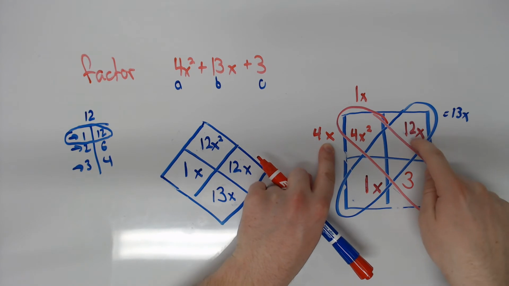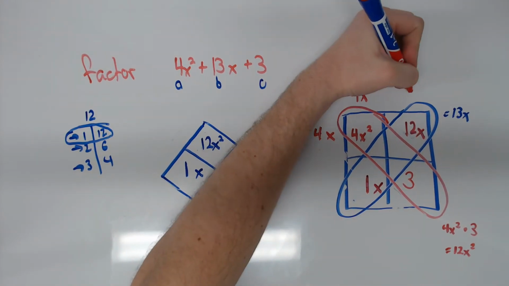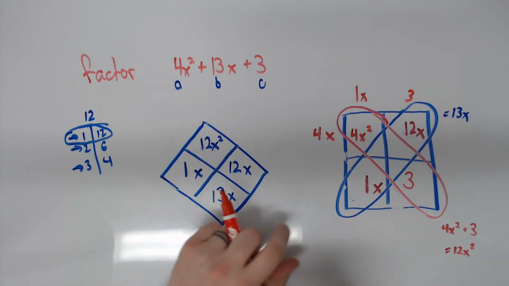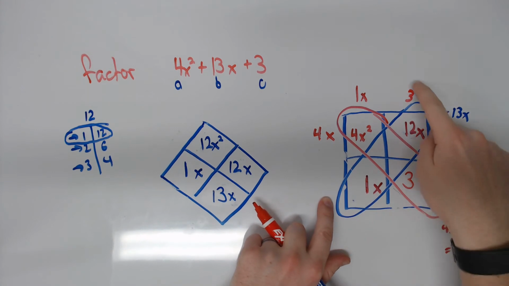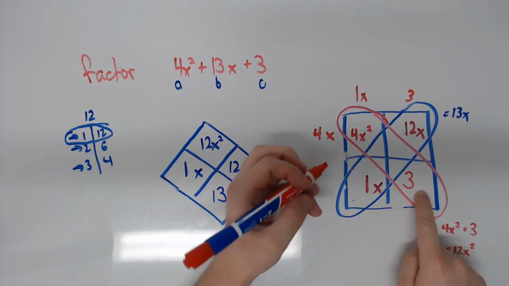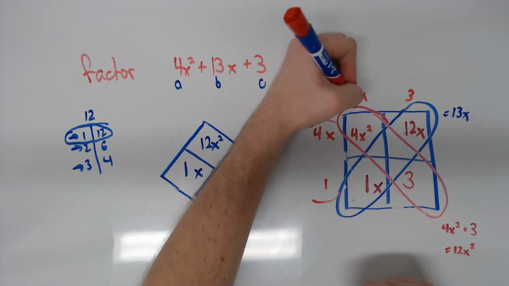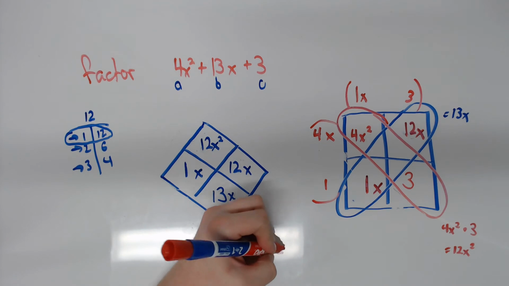Keep going. 4x times something gets me this number over here. It's going to be 4x times 3. And then last one, 3 times something is 3. Well, 3 times 1 is 3. And that's it. These are our new parentheses. These are our factors.